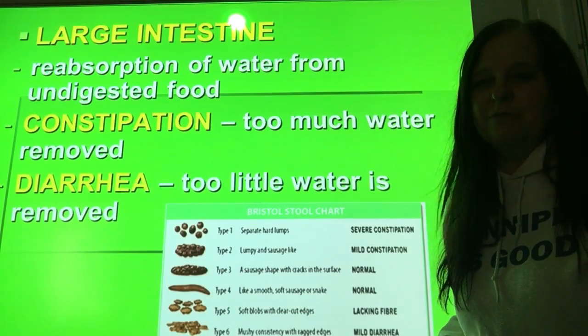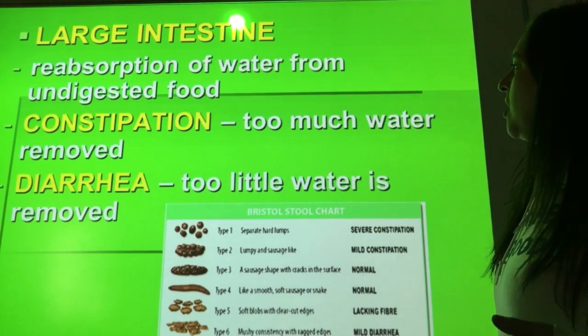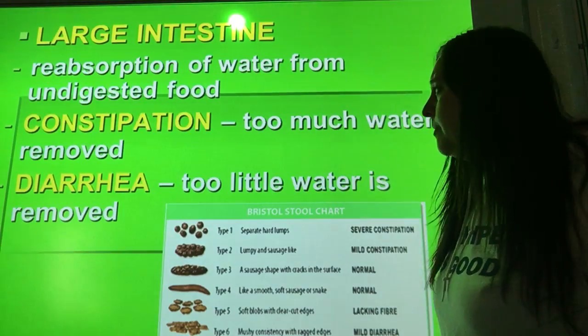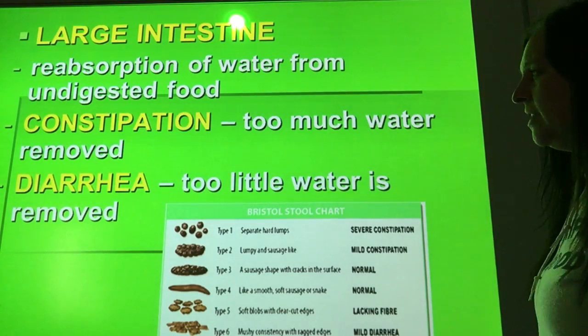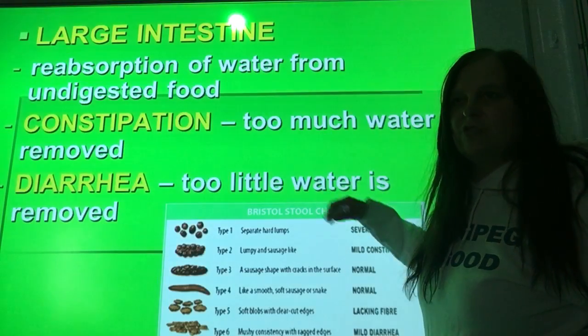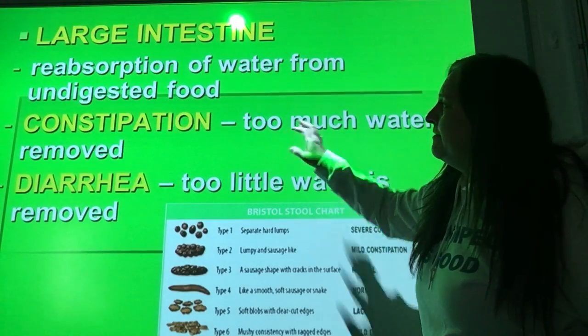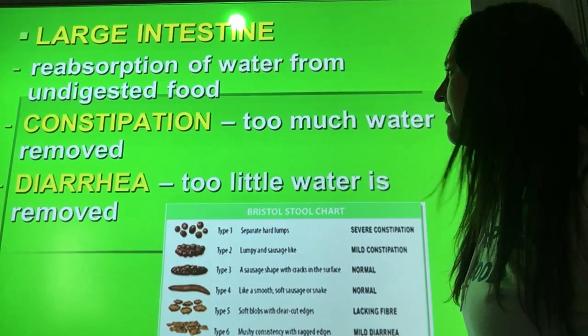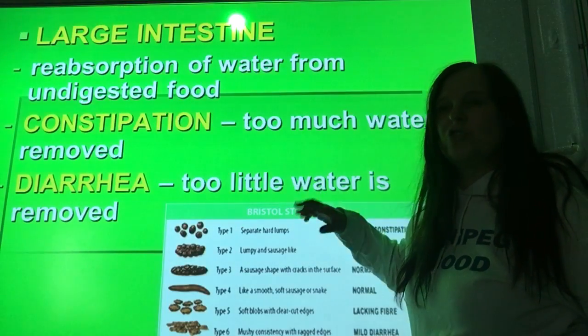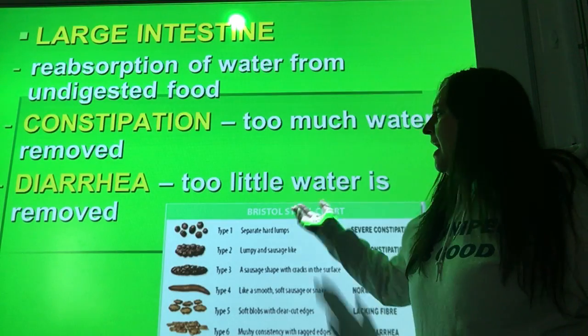And yes, again, grade 11 biology, we can be mature with this term. Constipation is when too much water is removed. And I think that makes sense if you think about it. Diarrhea is when too little water is removed. So if you remove too much water from your food that's traveling through, then there's not enough left to travel out with the waste that's leaving, and that's constipation. With diarrhea, if too little is absorbed, then too much water is being released.